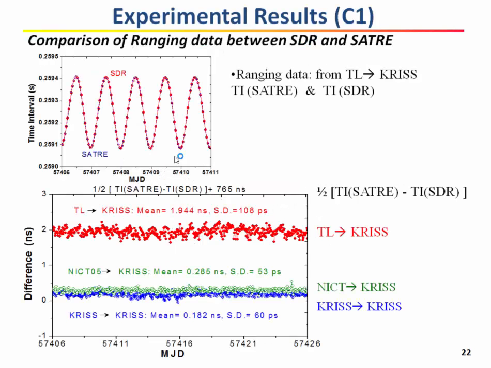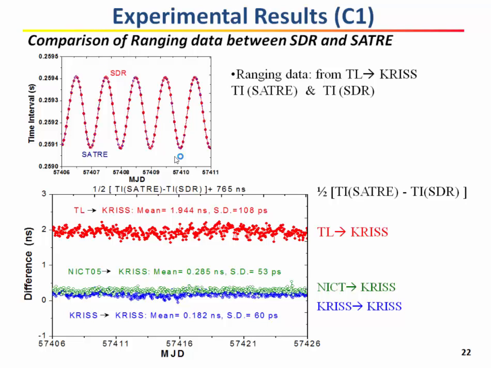And finally, I will show the experiment results. It's called the ranging data. It's from TL to KRISS, received by the KRISS. So it's the ranging data. They have two ranging data obtained by the C3 and the SDR, which is the time interval data here. They're almost the same because the scale is very large. And here is the differential between the two results, the C3 and the SDR, half of them. You can find that the signal from TL and received by KRISS has a diurnal here. But from the NICT to KRISS, or KRISS to KRISS, received by itself, there's no obvious diurnal here.